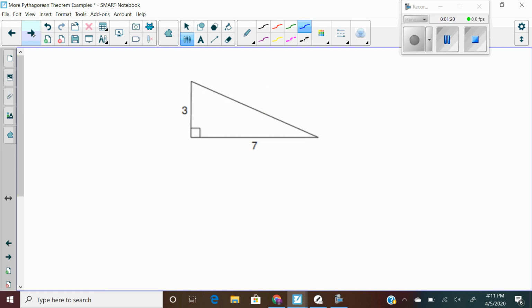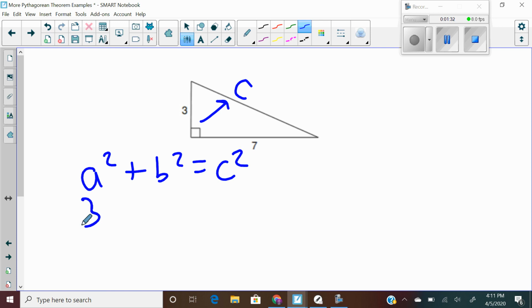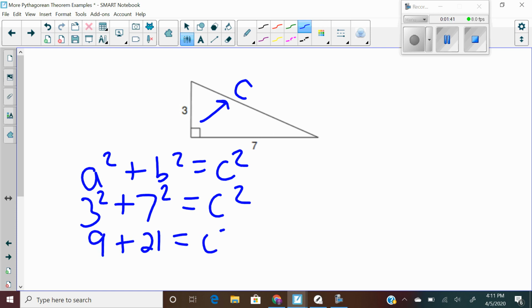The next example, again, I'm missing the hypotenuse because it's directly across from that right angle. So I start with a squared plus b squared equals c squared every time. So I'm going to do 3 squared plus 7 squared equals c squared. So I get 9 plus 21, which is going to be 30 equals c squared.